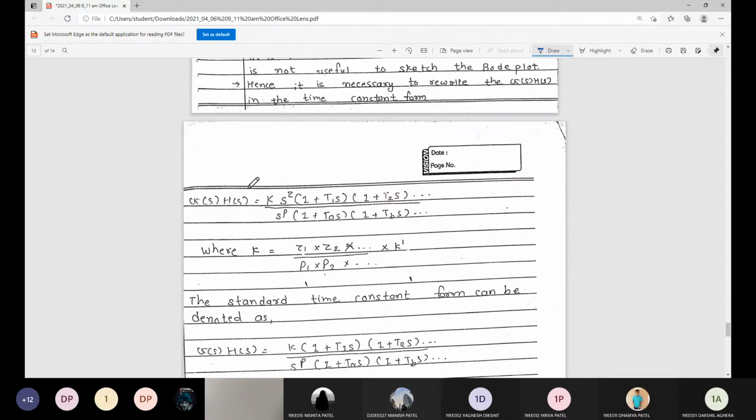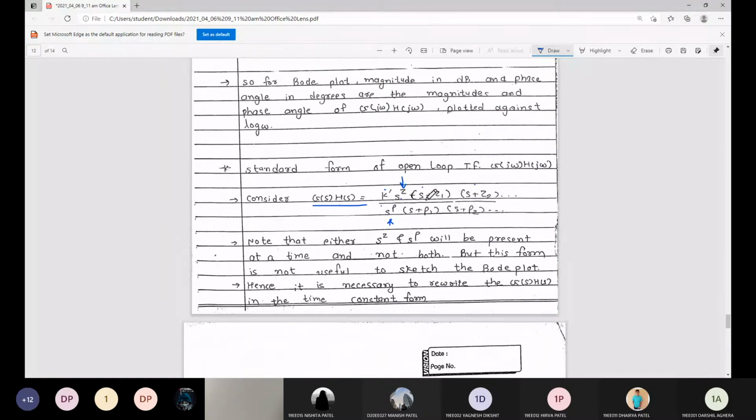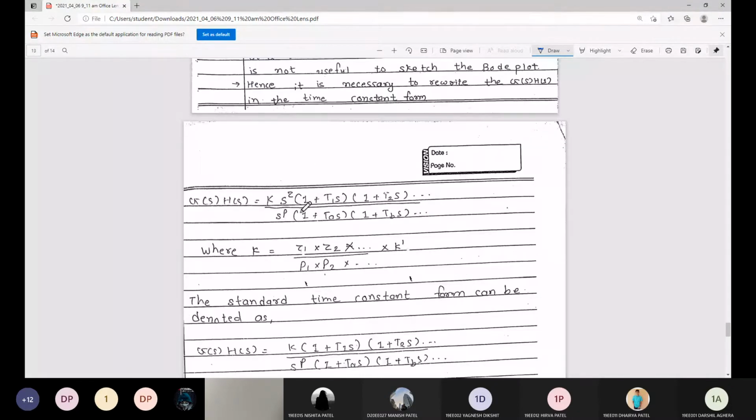Okay, so we will be writing in this manner: G(s) H(s) is equal to K s raised to z, 1 plus t1 into s, 1 plus t2 into s, over s raised to p, 1 plus ta into s, 1 plus tb into s. This is the standard form, but which form will you use in a Bode plot? We will be using this form: 1 plus t1 into s, 1 plus t2 into s.